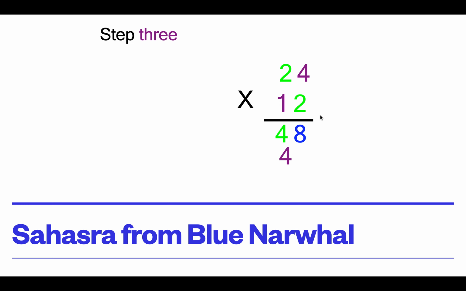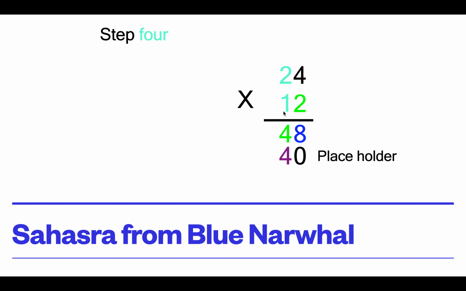Step 3 is in purple. 1 times 4 equals 4. So we're going to put 4 here. We're going to add a 0 as a placeholder because 1 is in the 10th place.